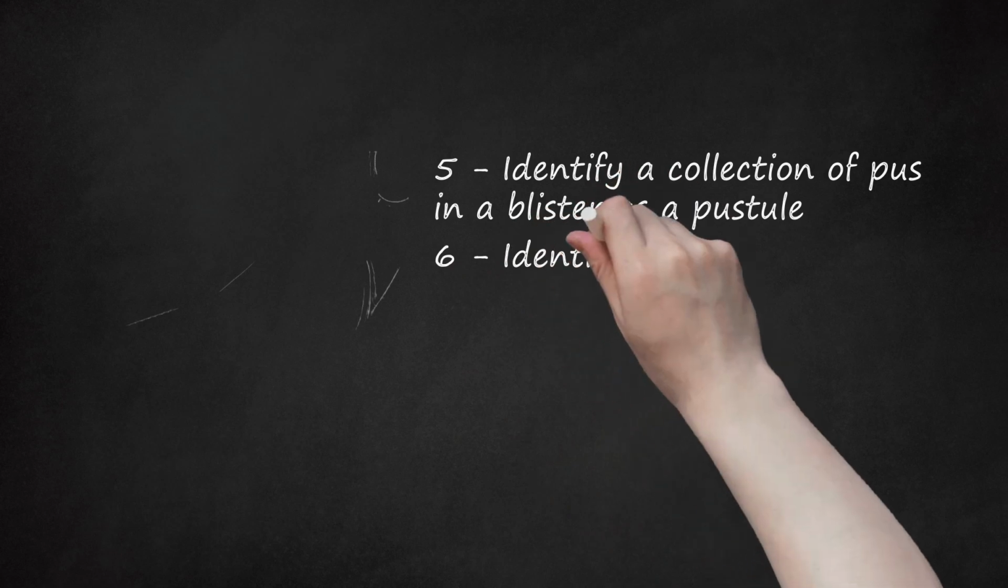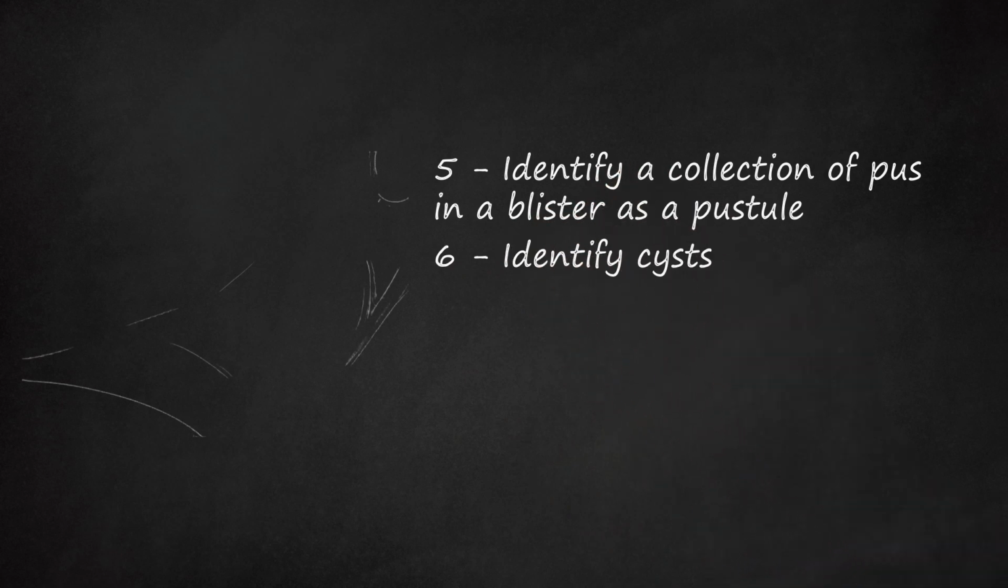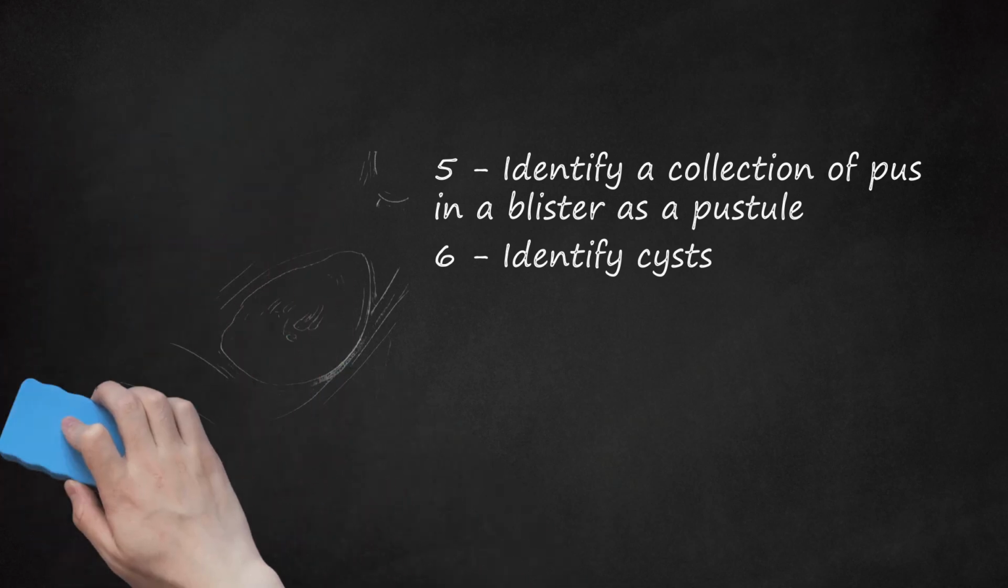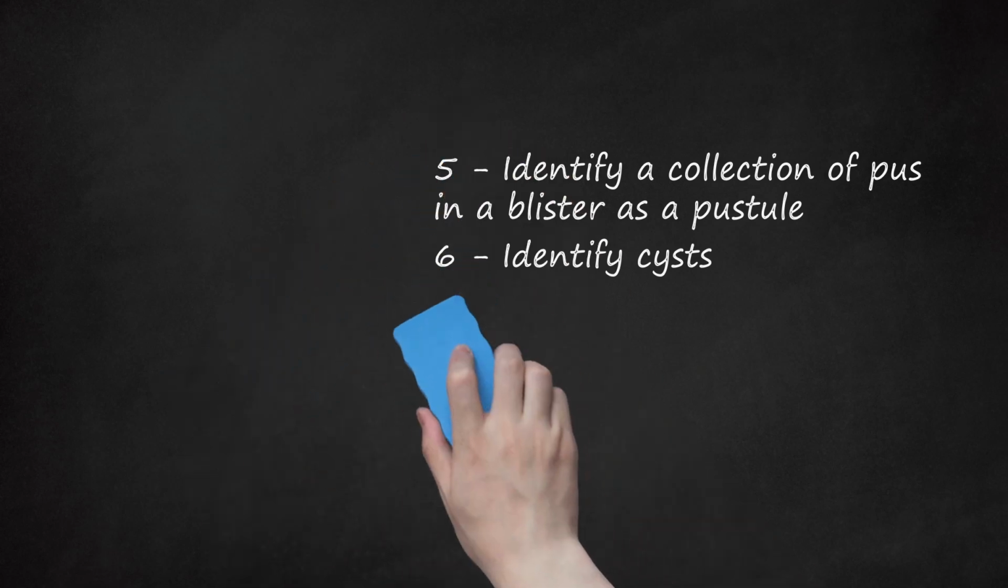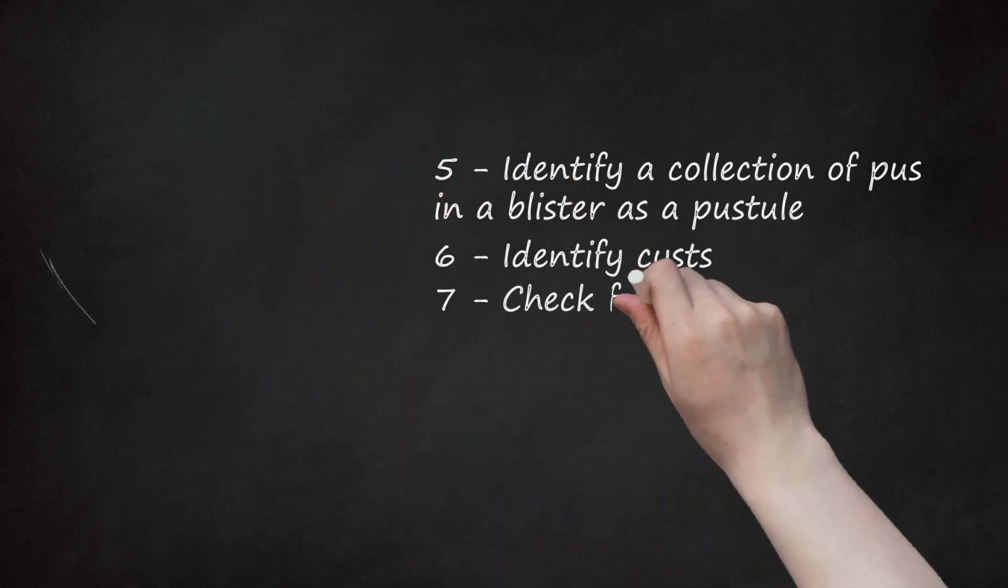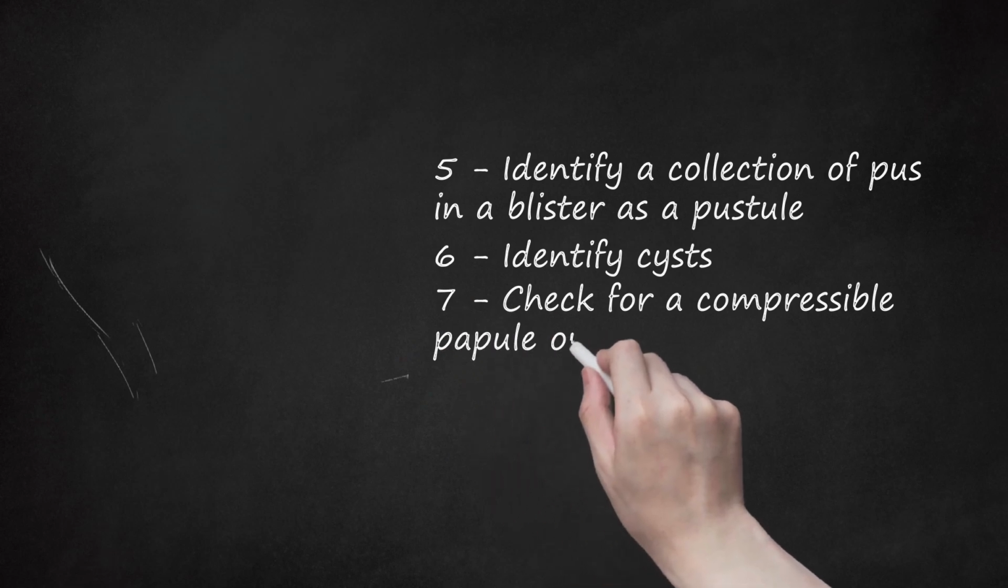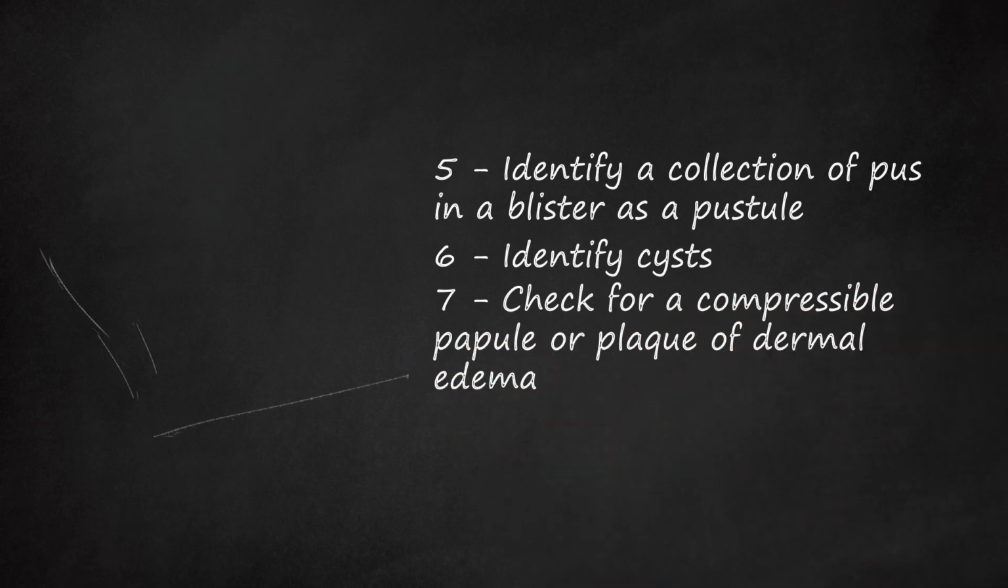6. Identify cysts. A cyst is a nodule which contains fluid and is lined by an epithelial cavity that is filled with fluid that is semi-solid in its form. A cyst is a benign tumor that can be drained by a needle. 7. Check for a compressible papule or plaque of dermal edema. This is a wheal. It can be white or red in color. It occurs, for example, in the allergic skin condition of urticaria.